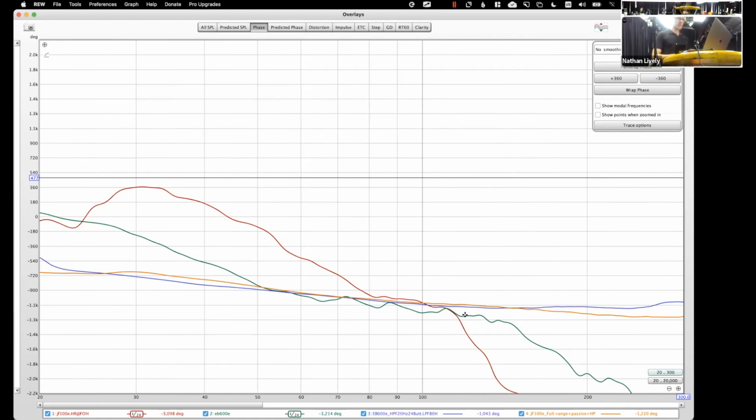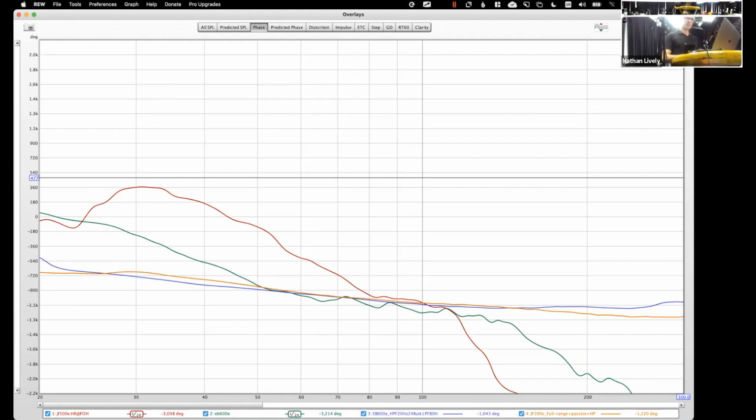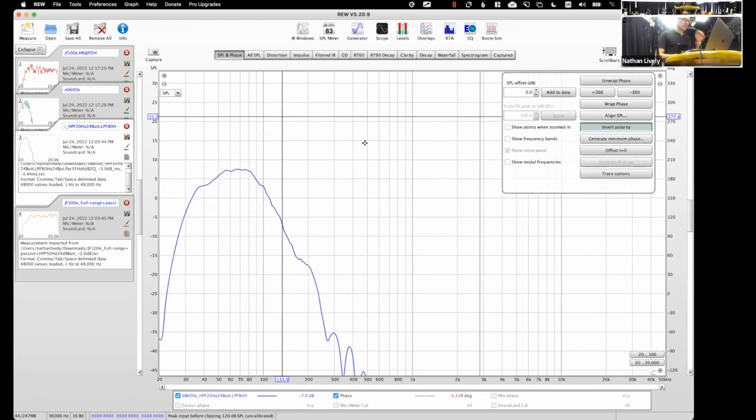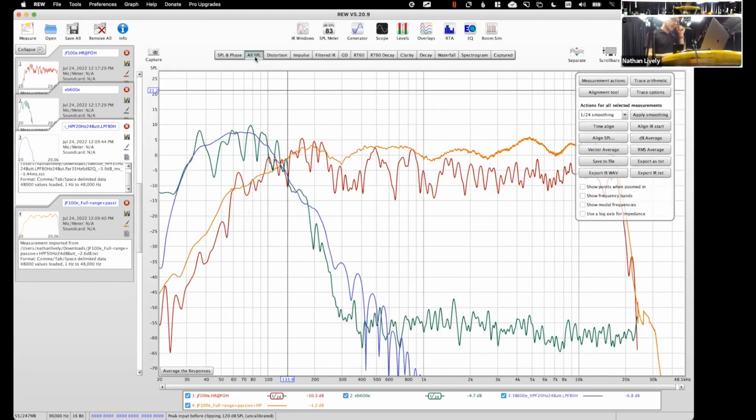Yeah, so sort of underwhelming, but you see the unwrapped phase. There can always be errors in looking at unwrapped phase. Okay. So as you can see, a little bit easier to compare these things in REW where you have some control over the data. Any questions about REW while we're here, or suggestions?